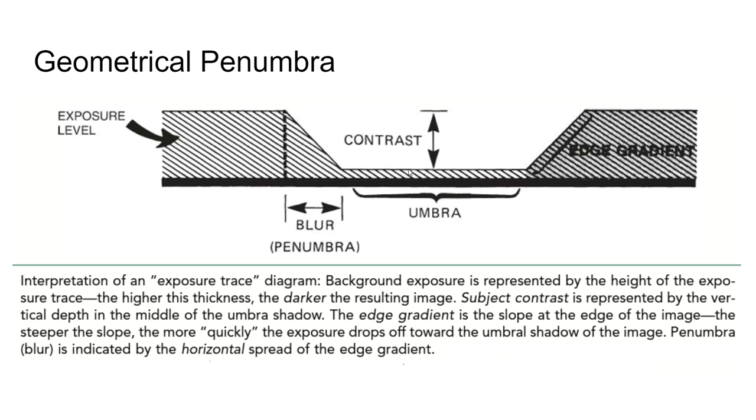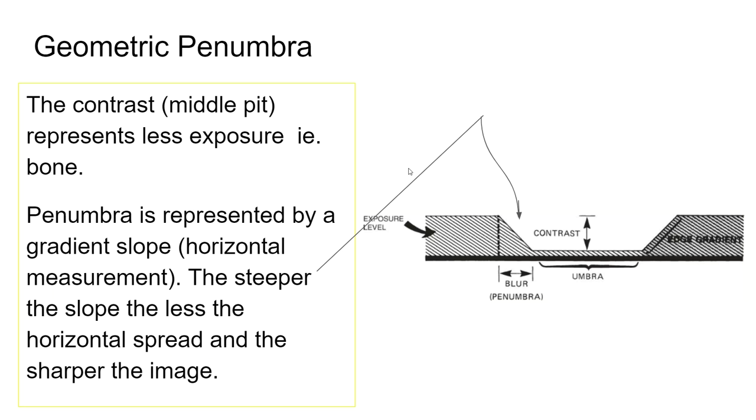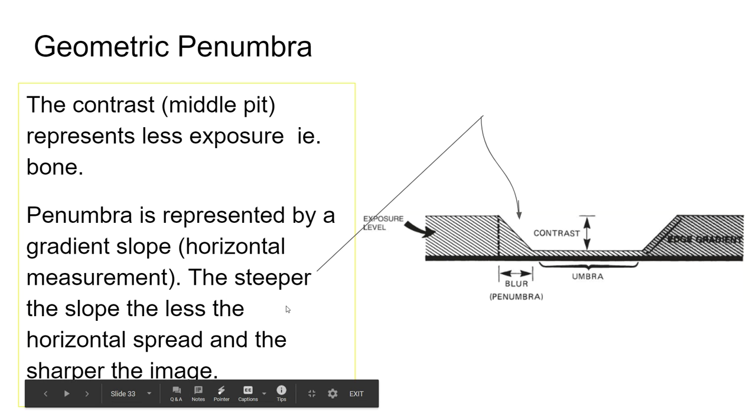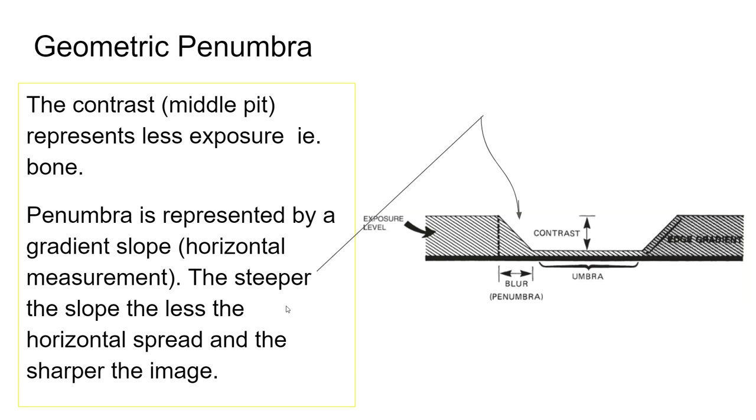The steeper the slope, the less penumbra there is. So we like steep. Right? Steeper the slope, less penumbra, better image, less distortion. So that said, again, we're looking at this steepness here, right? So the penumbra is represented by the gradient slope, this over here. And like I just said, the steeper the slope, the less horizontal spread of penumbra and the sharper the image.